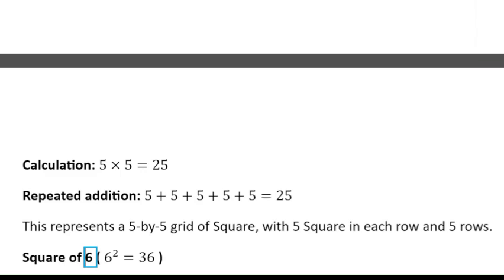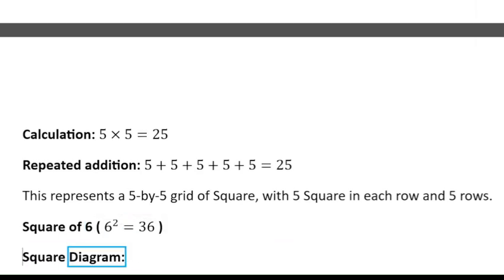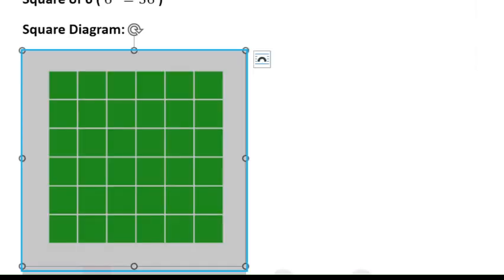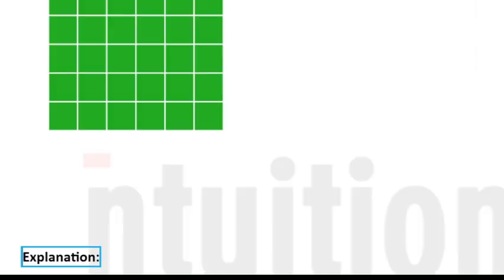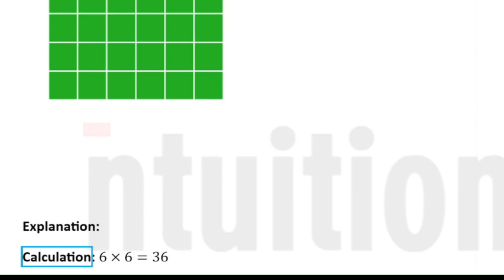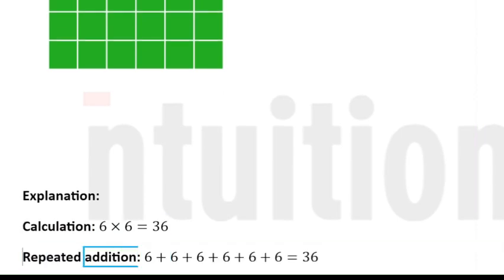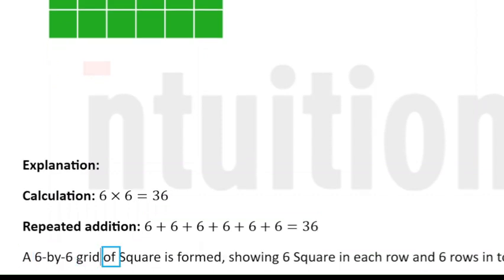Square of 6. 6 squared equals 36. Square diagram. Picture 26. Explanation. Calculation. 6 times 6 equals 36. Repeated addition. 6 plus 6 plus 6 plus 6 plus 6 plus 6 equals 36. A 6 by 6 grid of squares is formed, showing 6 squares in each row and 6 rows in total.